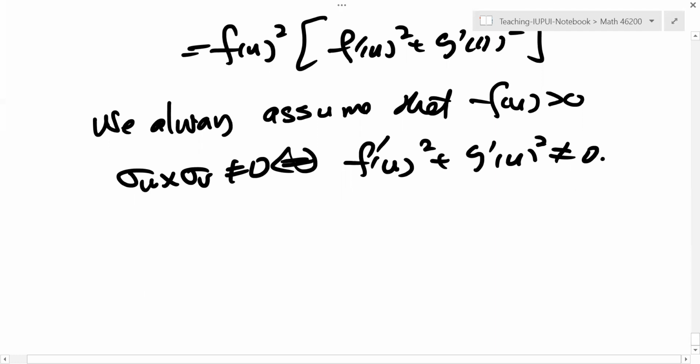Later on we are going to study the curvature. Once this surface patch is given, you can use that to calculate the curvature. Now what happens when this is going to be 0?